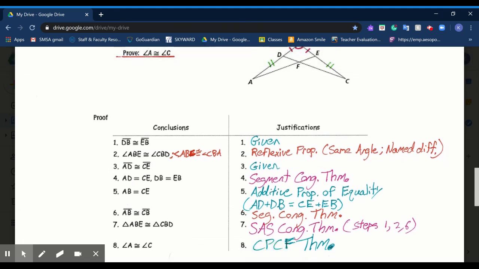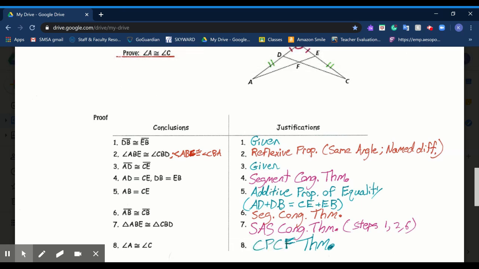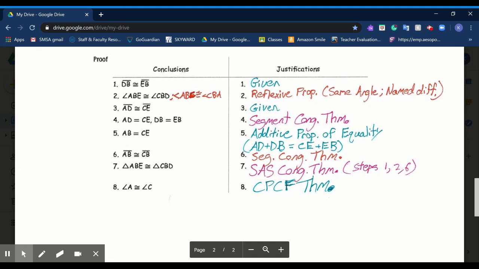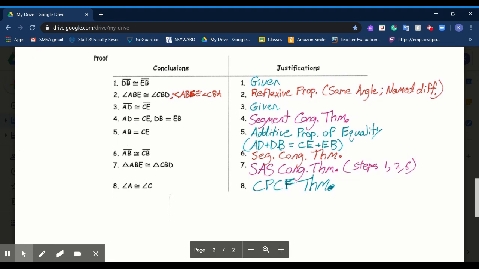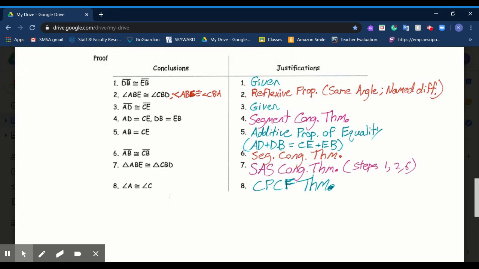Then once we've said they're equal, we can use segment congruence theorem to say that they are congruent. If they are equal, they are congruent. Then we can use side angle side using our given step 1, step 2, and step 6 in this case to say that triangles ABE and CBD are congruent. Once we've established the congruent triangles, then we can say angle A is congruent to angle C using the corresponding parts of congruent figures theorem.